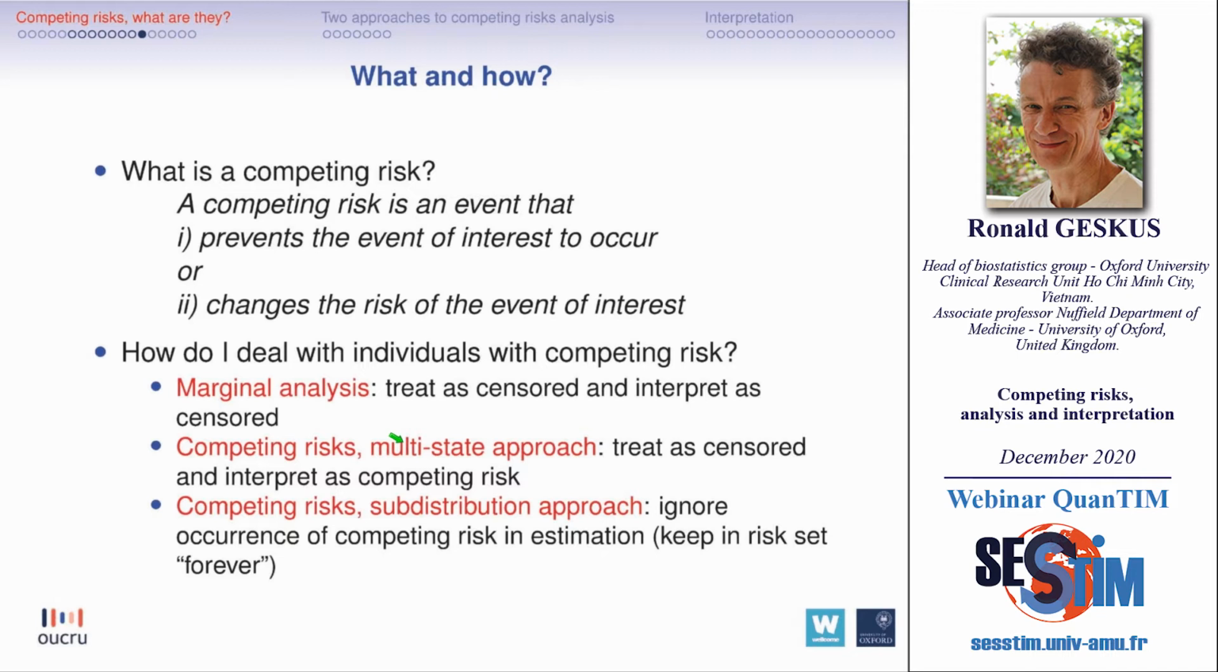I will give an example in a moment. The second approach is to treat them as censored, but interpret them as competing risks. And the third one is to ignore the occurrence of the competing risk in the estimation. They stay in the risk set forever, which is in fact a competing risks approach, even though you may not think so because you ignore the occurrence of the competing risk.